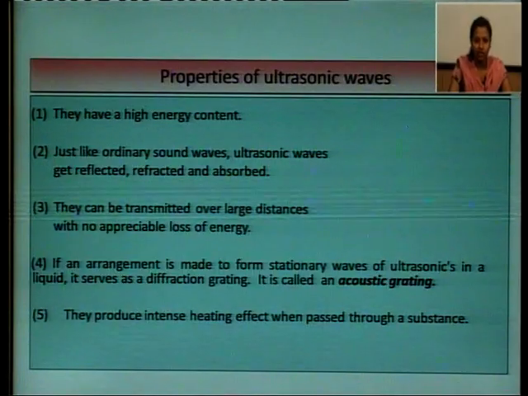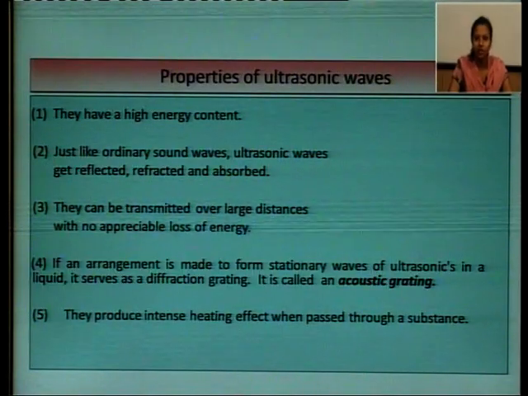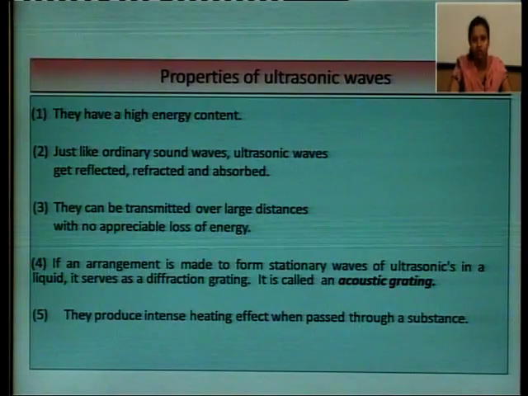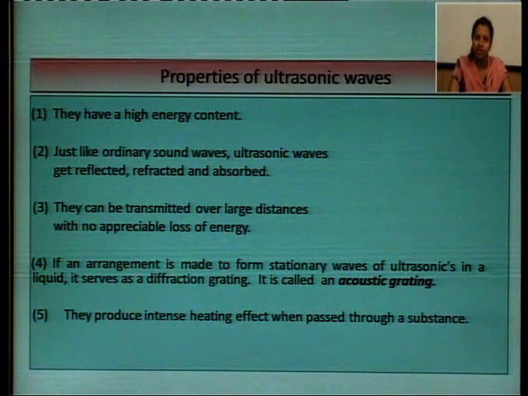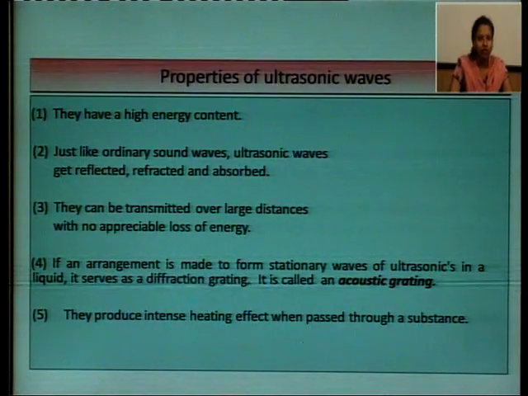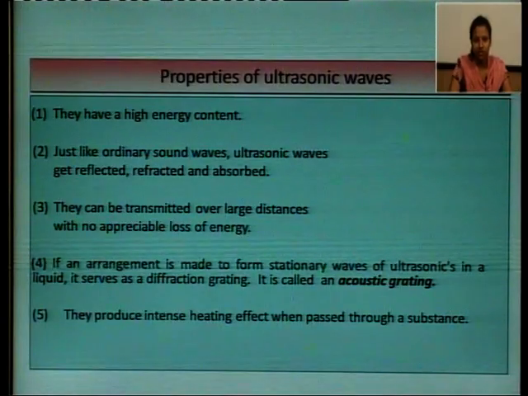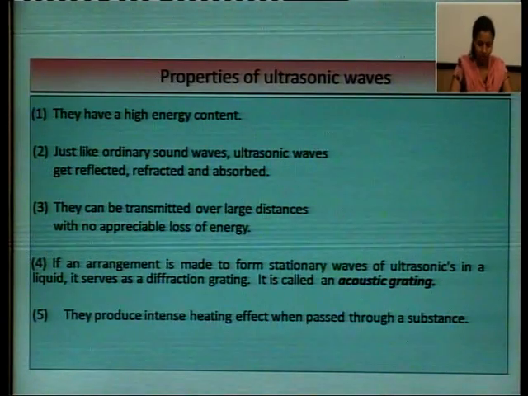In layman's language, if we want to compare ultrasonic waves, we can compare them with infrared rays, except for the nature. The nature of ultrasonic waves is longitudinal, but the nature of infrared waves is transverse.